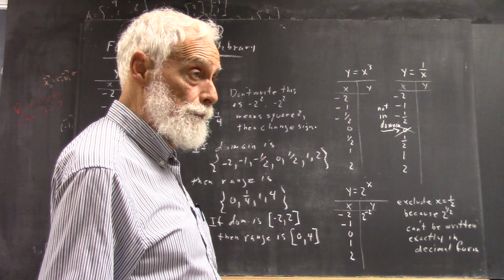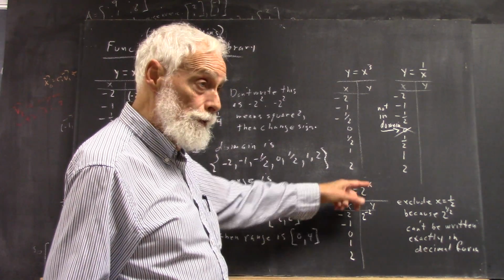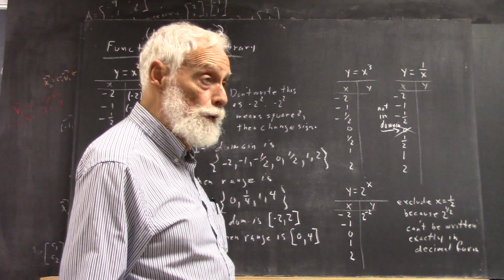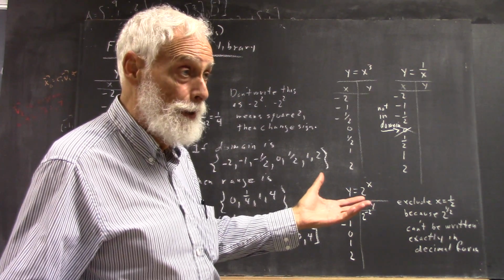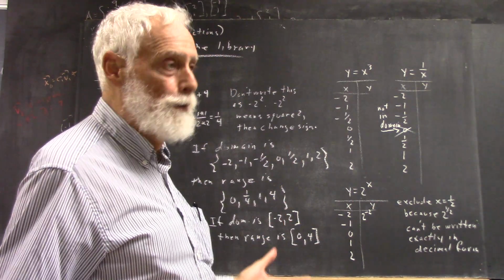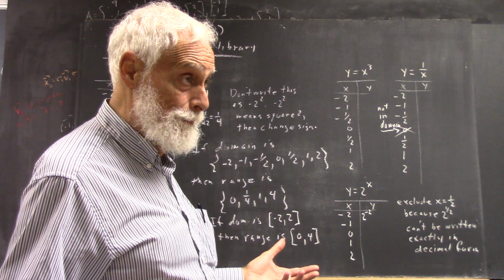Negative 2 times negative 2. No, it doesn't say multiply negative 2 times x. It says raise 2 to the negative 2 power. What do we know about negative powers? What's the law of exponents for negative powers?